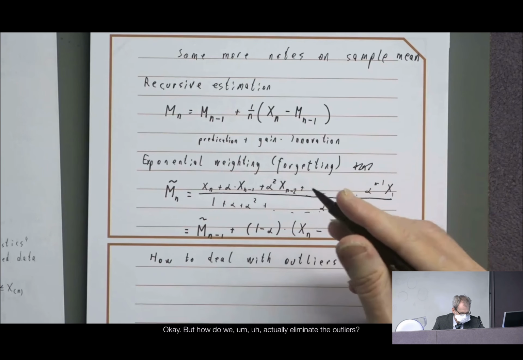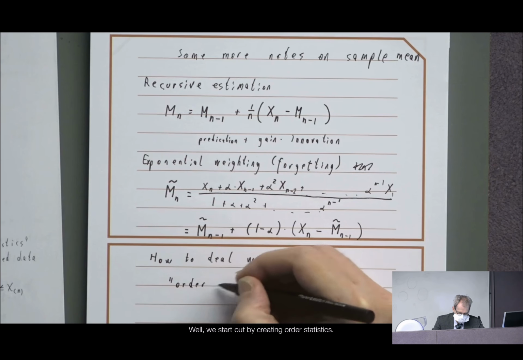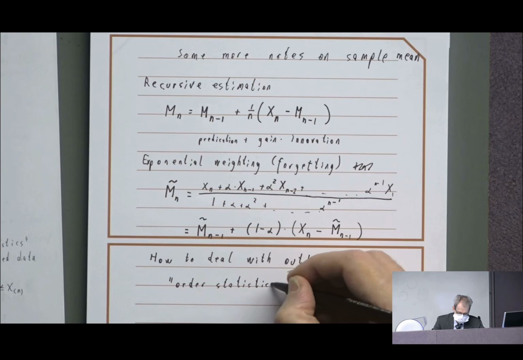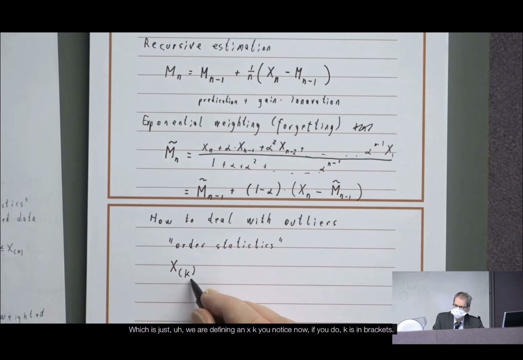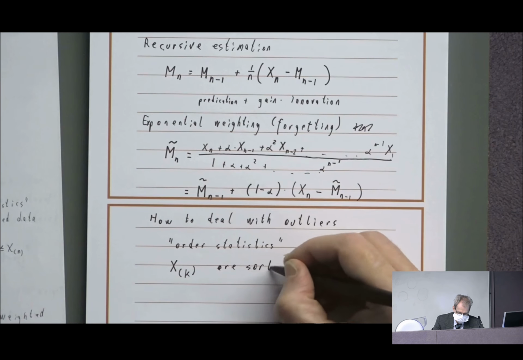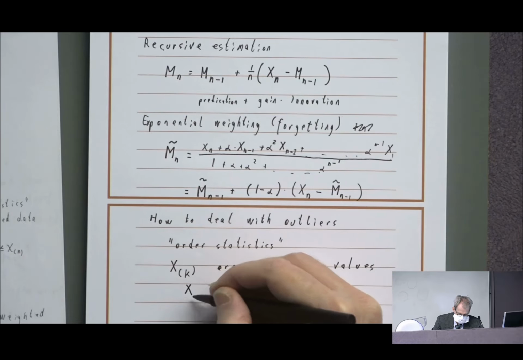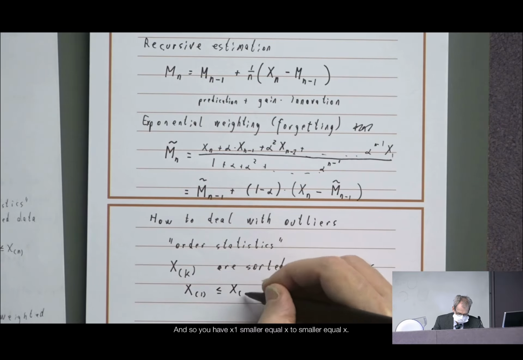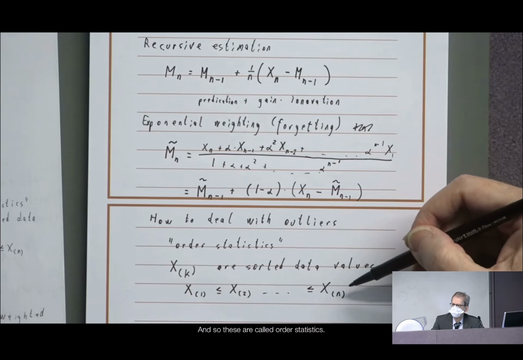Okay, but how do we actually eliminate the outliers? Well, we start out by creating order statistics, which is just defining an x k. You notice now here the k is in brackets. That's just a notational thing that indicates that these are sorted data values. And so you have x1 smaller or equal x2 smaller or equal up to xn. So these are called order statistics.